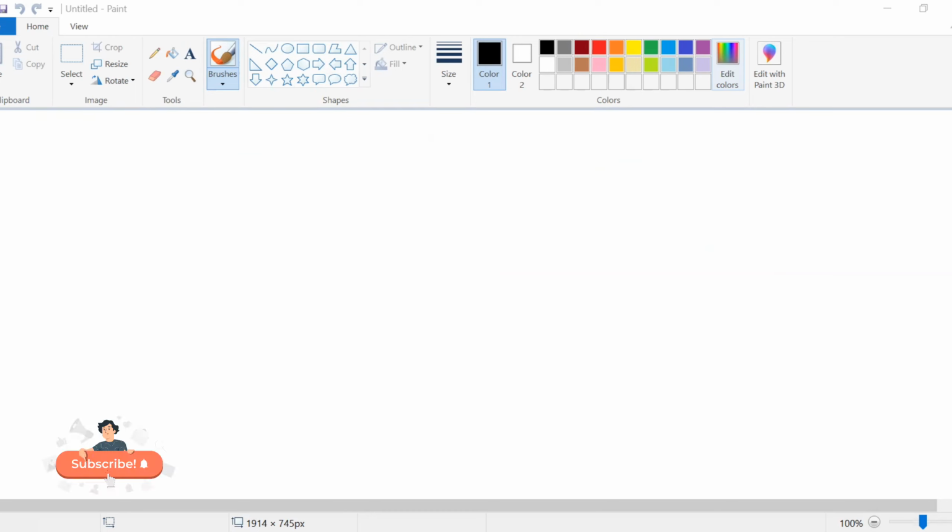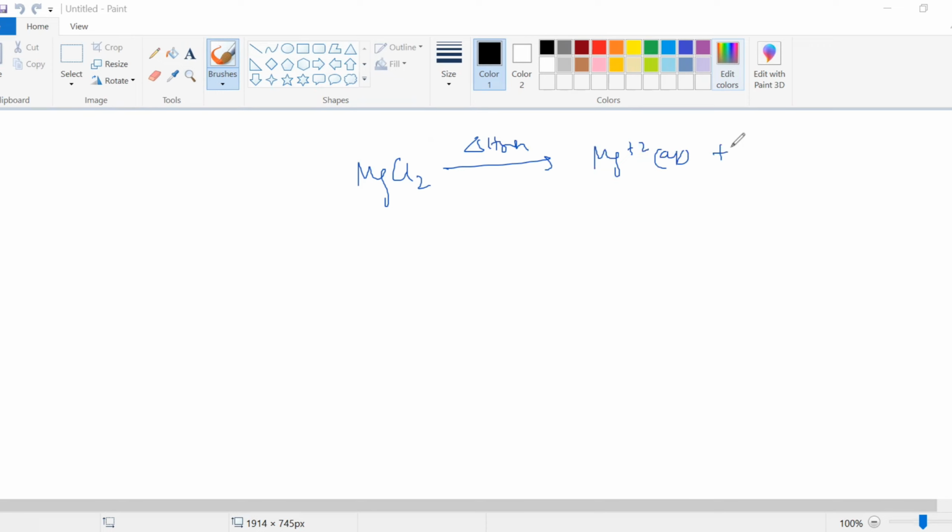Delta H solution, the solution enthalpy of MgCl2, right? So I'm just guiding you once; as homework you have to do it. Delta H solution will be Mg2+ (aq) plus 2Cl- (aq), right? Isn't it clear? Fine. I'm just constructing this. This is the enthalpy of solution.